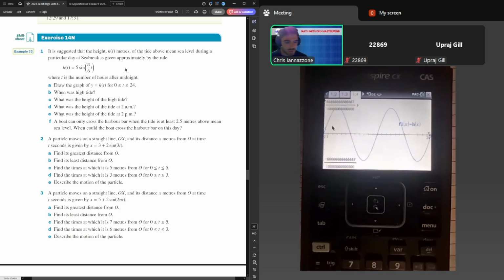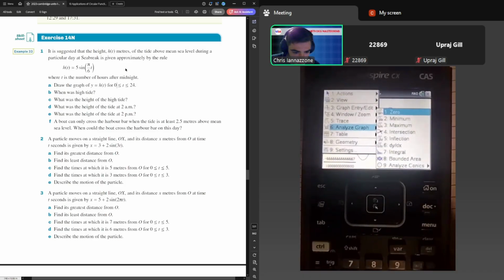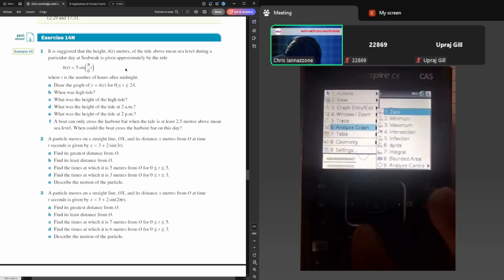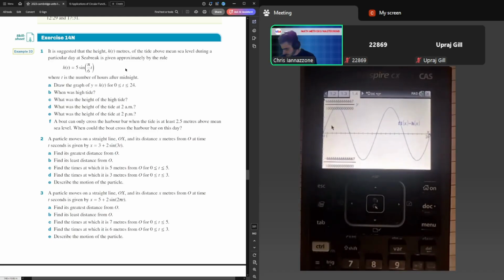As far as copying that down, you've got your analyze graph tools. So in 6, you would grab your min and max. You can grab those and copy those down onto paper should you wish to. Okay. So part B, when was a high tide? First thing you want to think of is, what is this function even about? It's h of t. So what's going on the y-axis and what's going on the x-axis? Anyone want to take a swing?